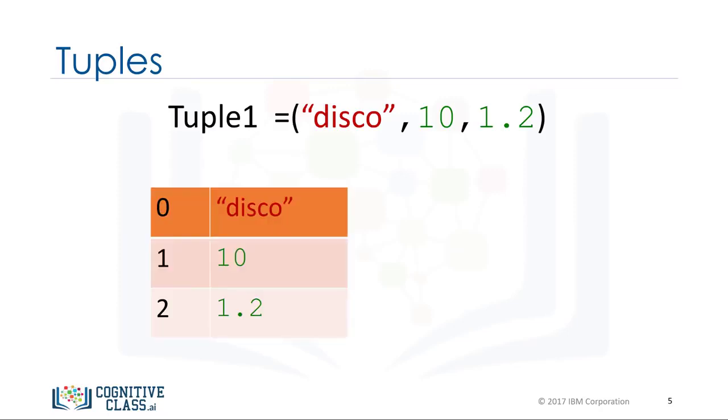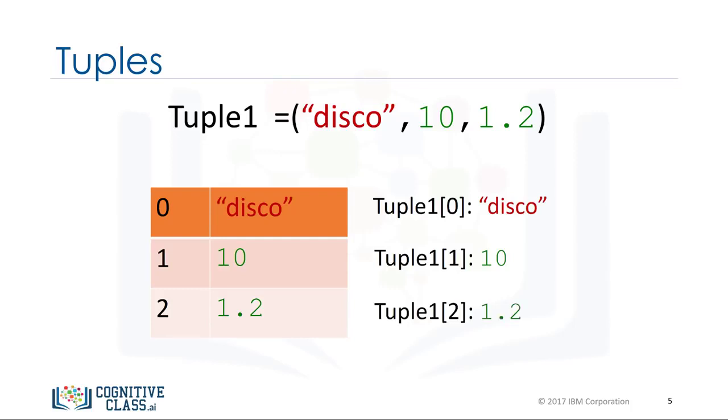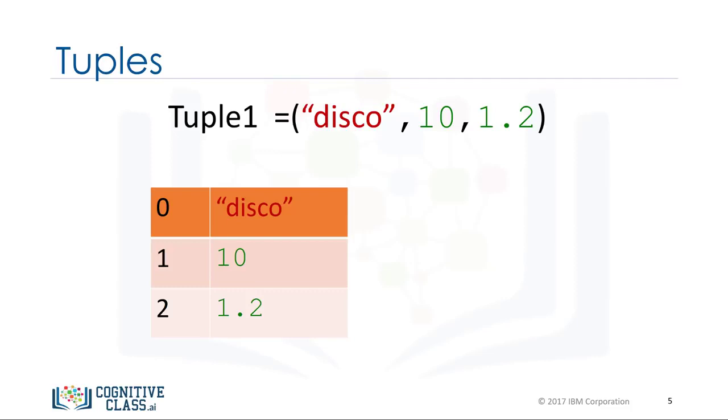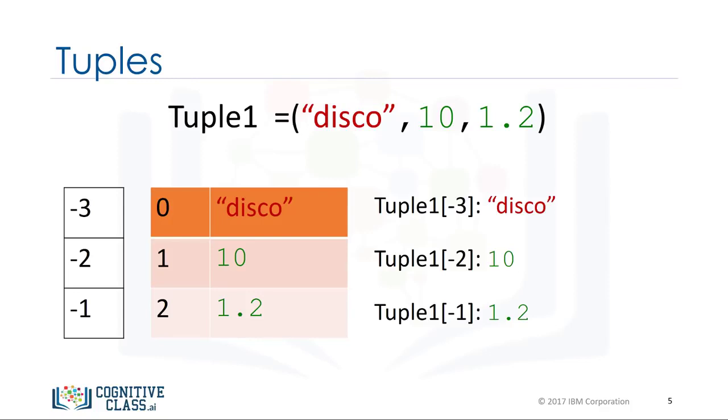The following table represents the relationship between the index and the elements in the tuple. The first element can be accessed by the name of the tuple followed by a square bracket with the index number, in this case 0. We can access the second element as follows. We can also access the last element. In Python, we can use negative index. The relationship is as follows. The corresponding values are shown here.